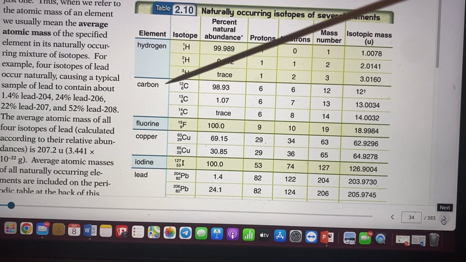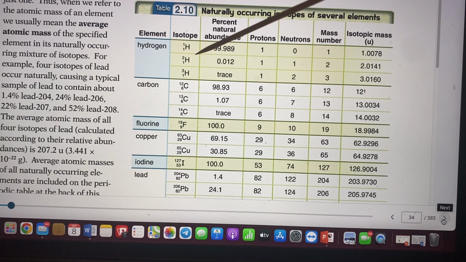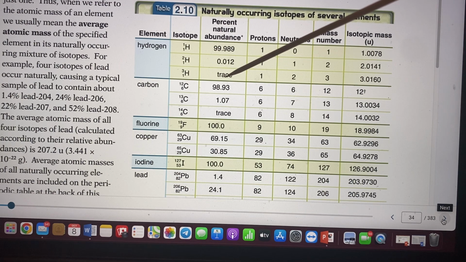So if we have hydrogen 1, 1, and you have the percentage, 99% are 1, 1. But you have some of them that have an extra neutron as 2, 1, and some of them have 3, 1, just very trace. But as you go through this, you'll find out the mass unit would be an average of these.